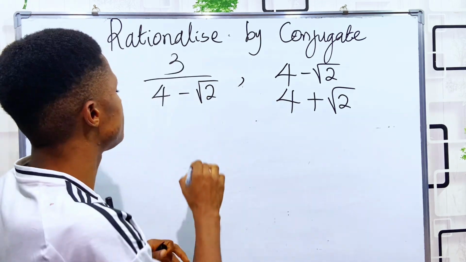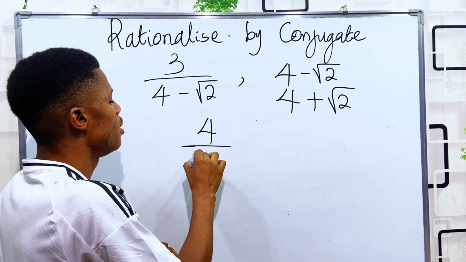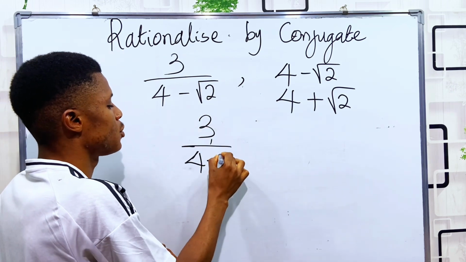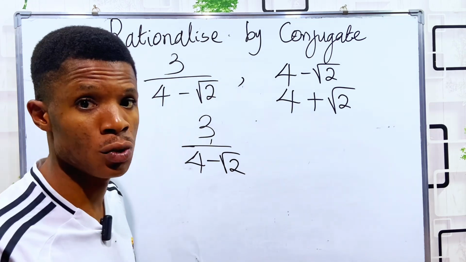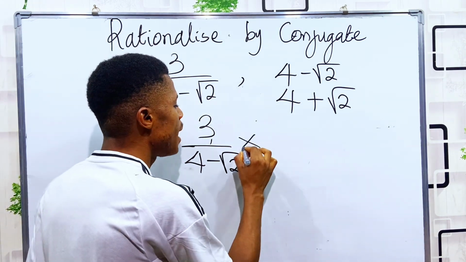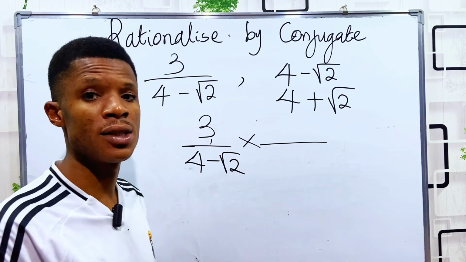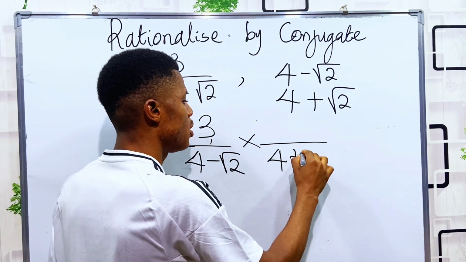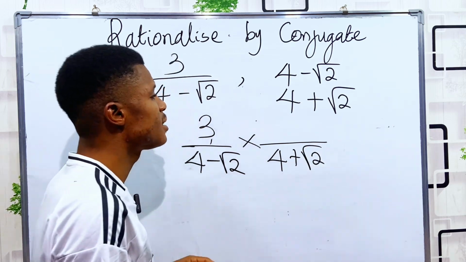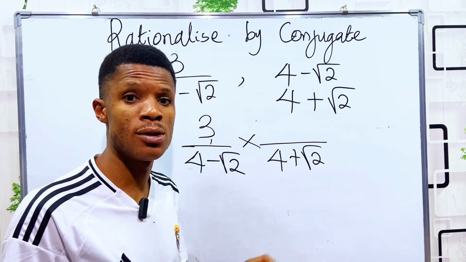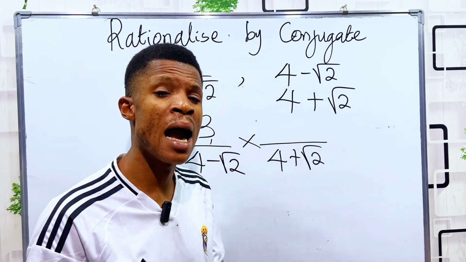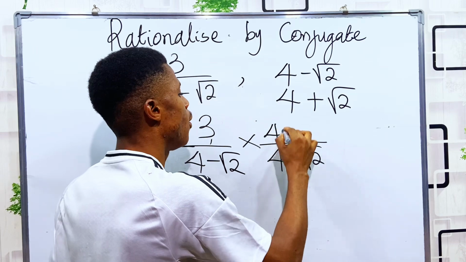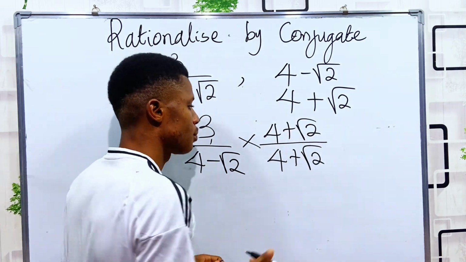So to rationalize this now, I have 3 over 4 minus root 2, which is the actual surd. Then I have to multiply the denominator by the conjugate surd, which is 4 plus root 2. Since I multiply this to the denominator, to maintain equivalency, I have to also multiply it to the numerator. So I have it as 4 plus root 2.